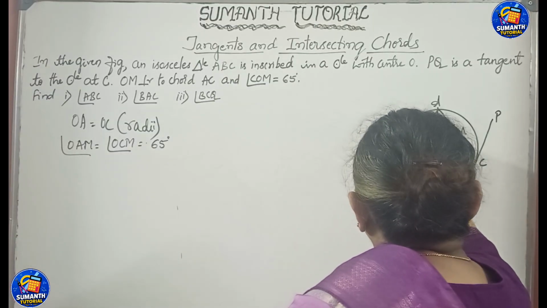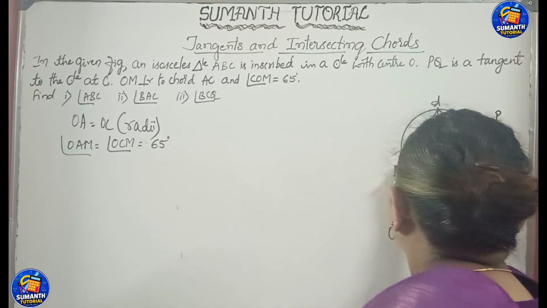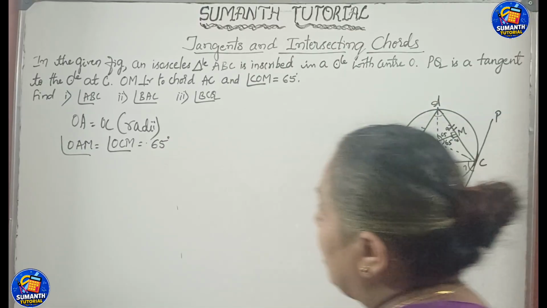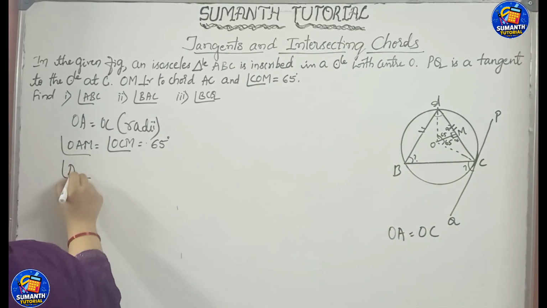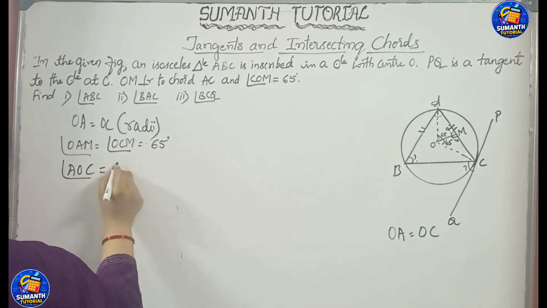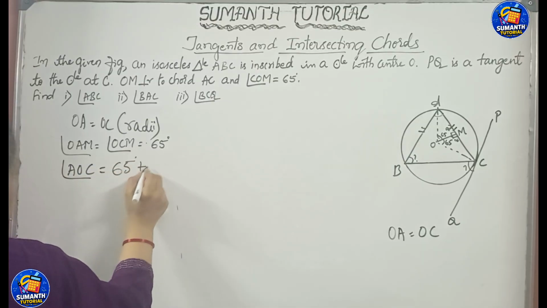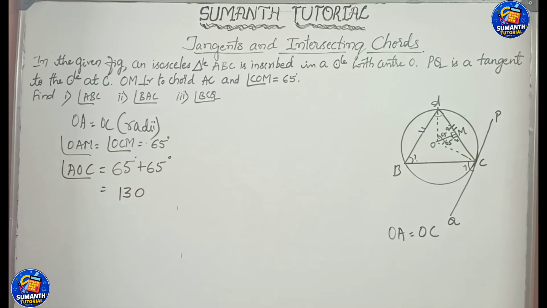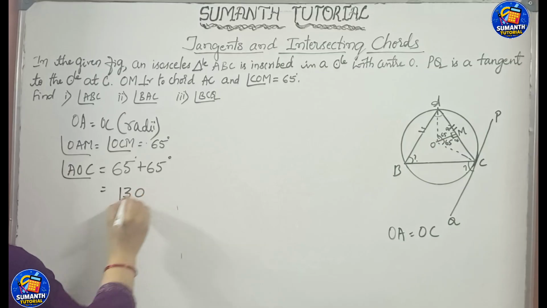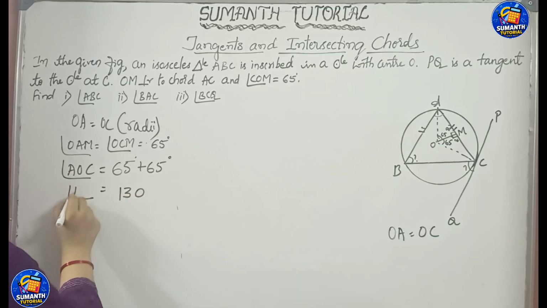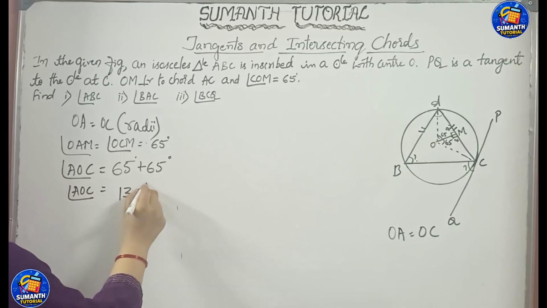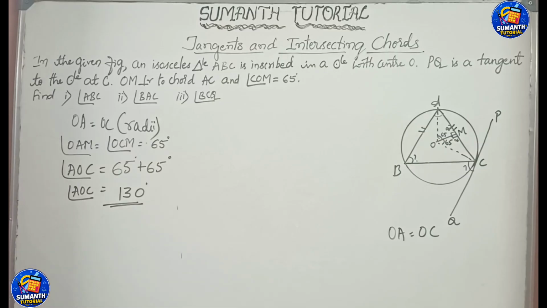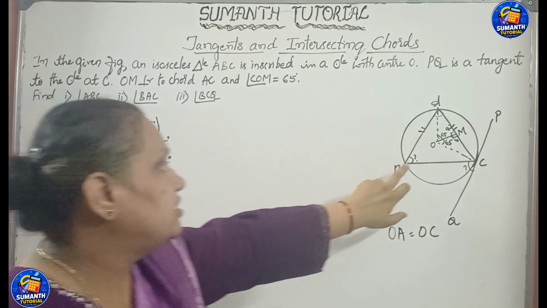Therefore, by this, what is the total angle of AOC? We can write angle AOC is equal to 65 plus 65. It is equal to 5 plus 5, 10. Carry 1. So, 6 plus 6 is 12 plus 1, 13. So, it is 130 degree. Okay. By this, is it possible for us to find the B?